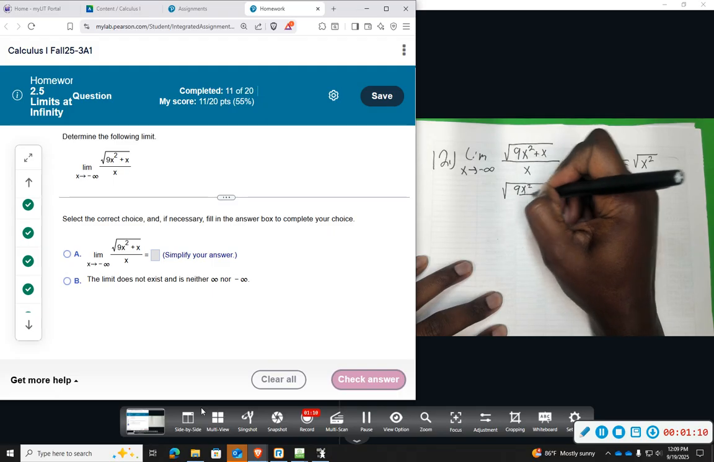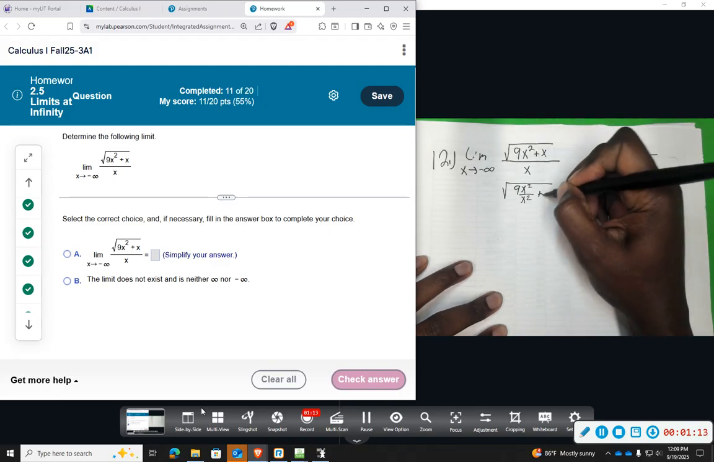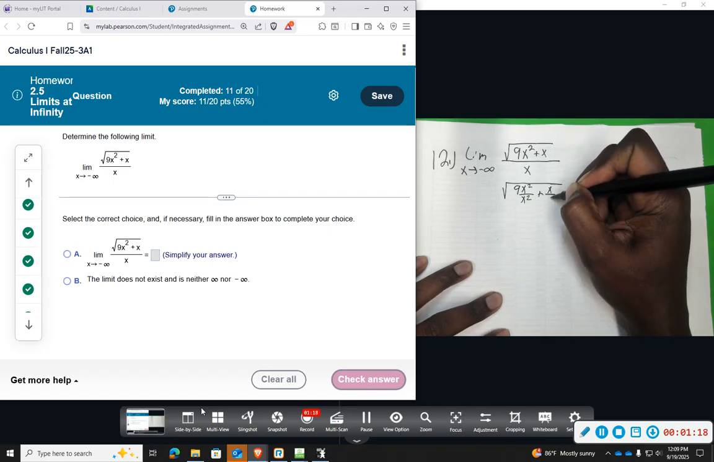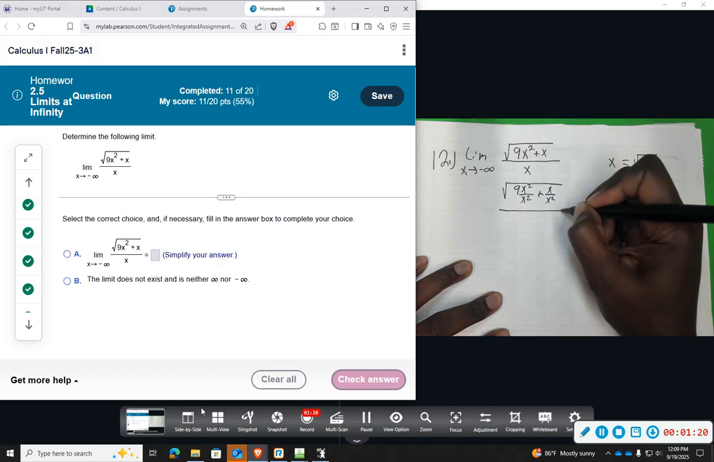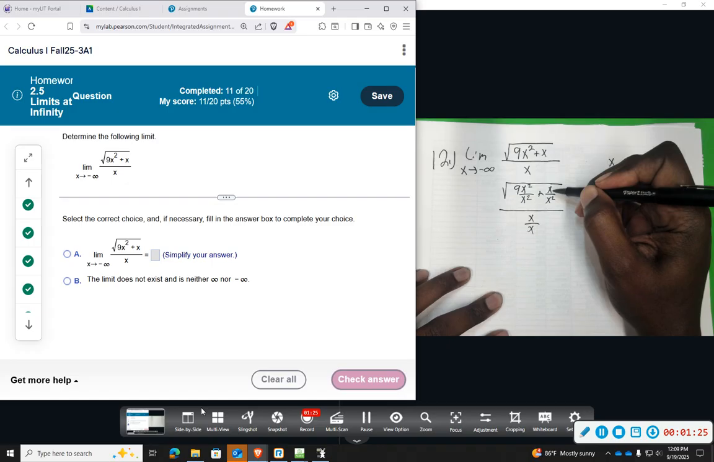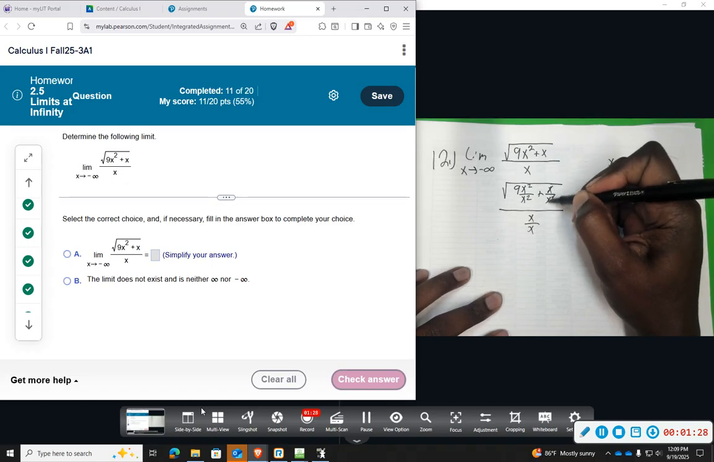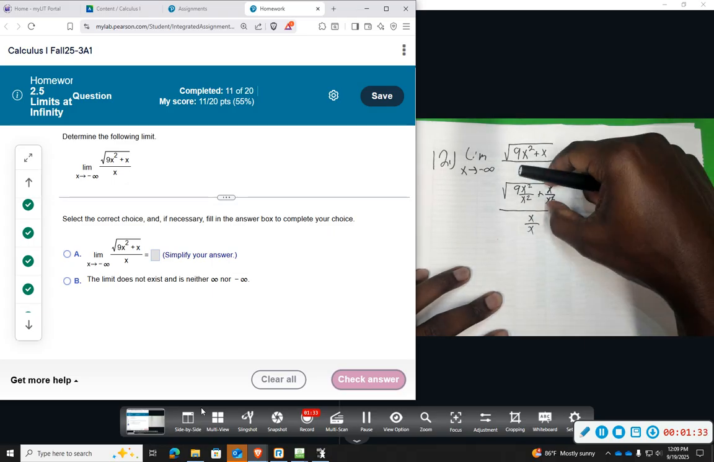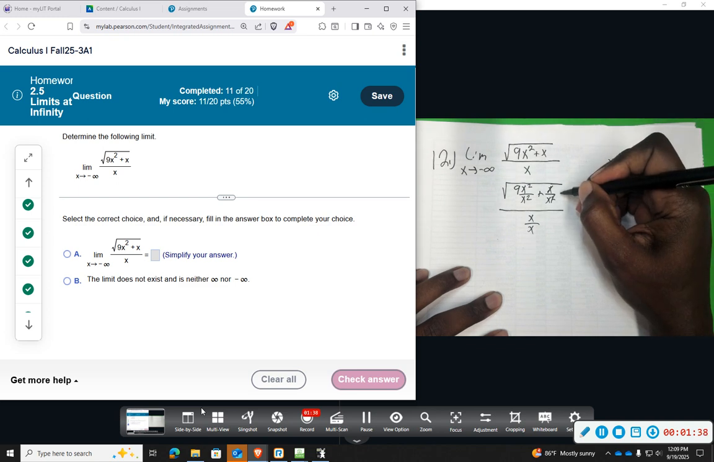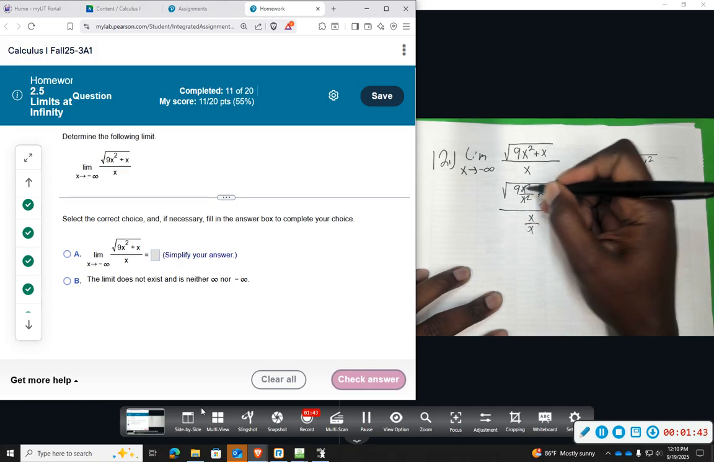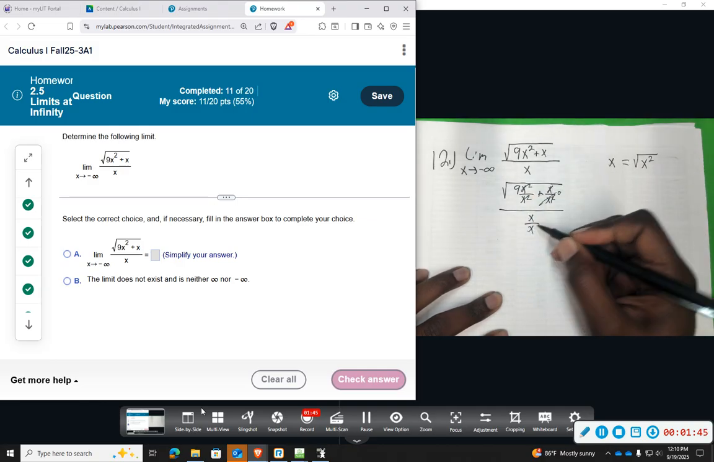9x squared over x squared, x over x squared, and then on the bottom just have x over x. Now this will, again, it's getting really big on the bottom, but big in the negative direction. Is still going toward 0. This fraction is just going to go toward 9, and this is going to go toward 1.